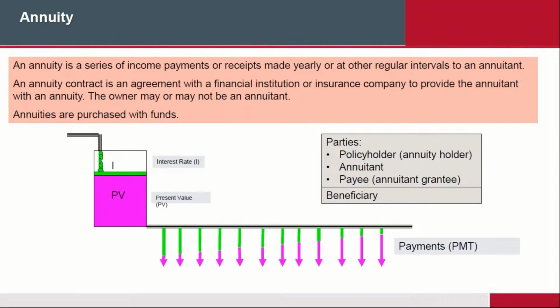So an annuity contract is an agreement with a financial institution or insurance company to provide the annuitant an annuity. The owner may or may not be the annuitant. In other words, I can buy an annuity on my son, on my spouse, whatever. So it doesn't have to be the same. Remember that third party annuity. Annuities are purchased with a big bag of money, basically funds.